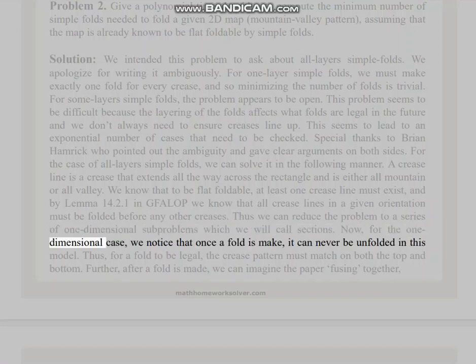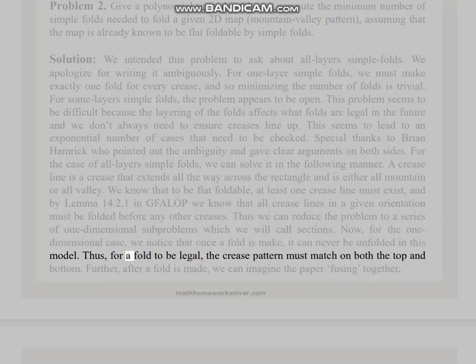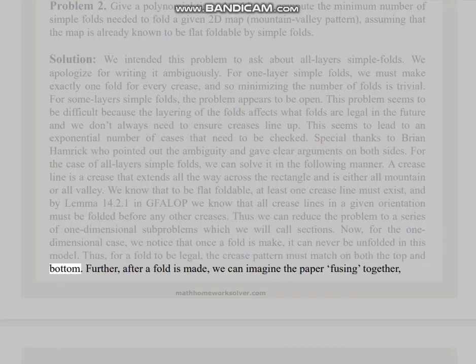Now, for the one-dimensional case, we notice that once a fold is made, it can never be unfolded in this model. Thus, for a fold to be legal, the crease pattern must match on both the top and bottom. Further, after a fold is made, we can imagine the paper fusing together.